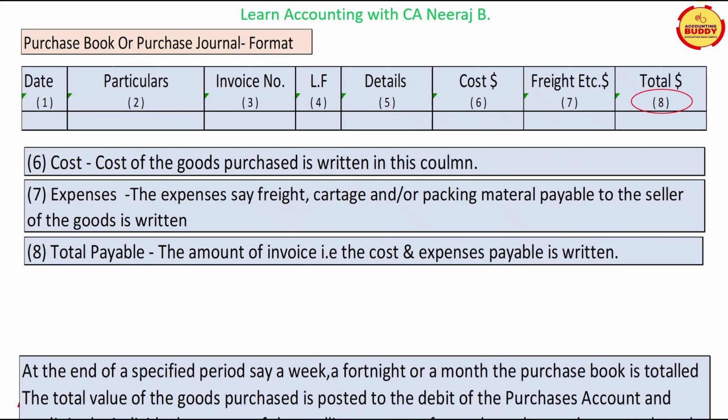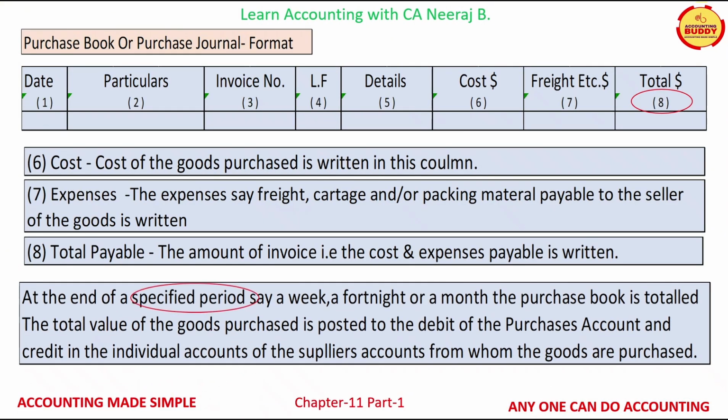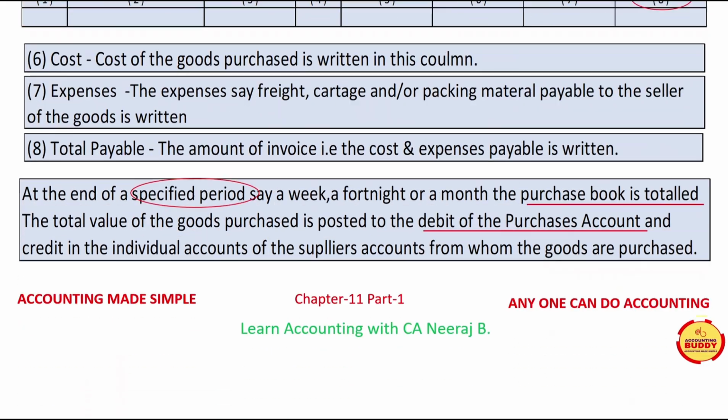At the end of a specified period, say a week or a fortnight or a month, the purchase book is totaled. The total value of the goods purchased is posted to the debit side of the purchase account and the credit in the individual accounts of the suppliers from whom the goods are purchased.